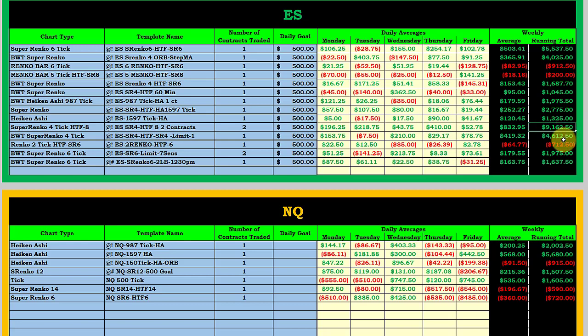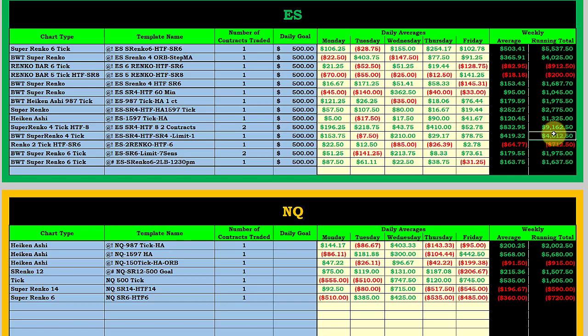Now, the Super Renko 4 with the Super Renko 4 higher time frame is only trading a single contract, so if this was doubled, it would actually be a higher performance than the Super Renko 8. But what I notice here is most of the charts that are top performers either use the open range filter or a higher time frame filter, or both.